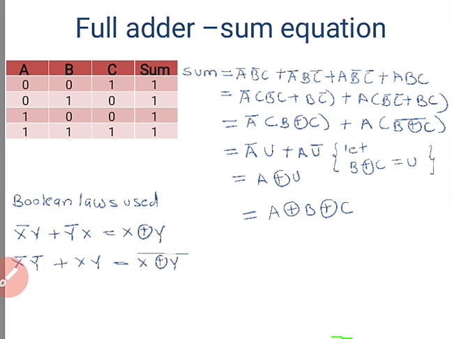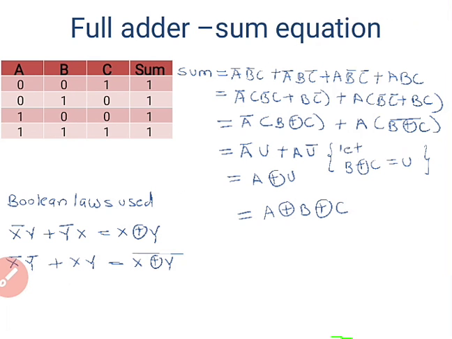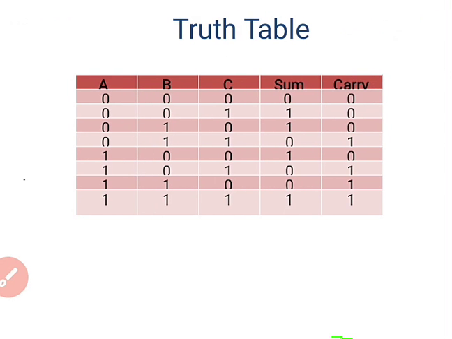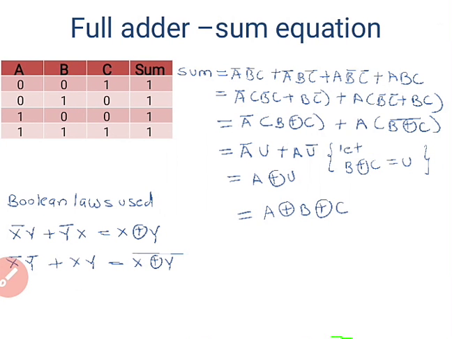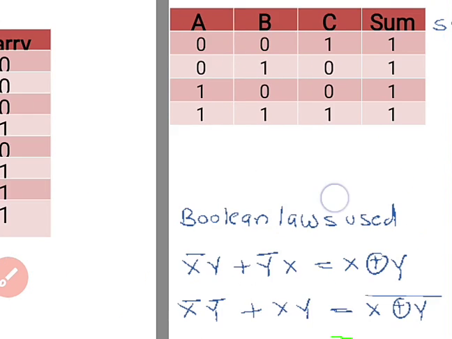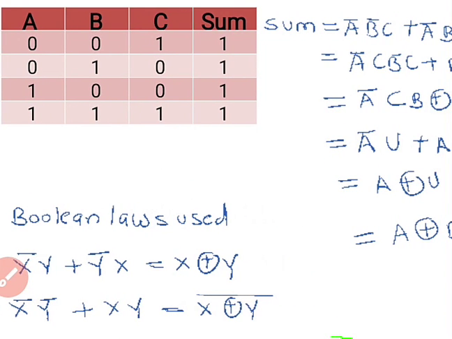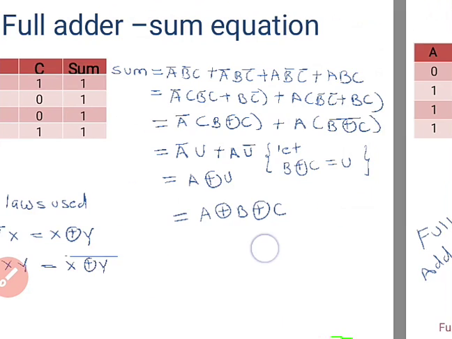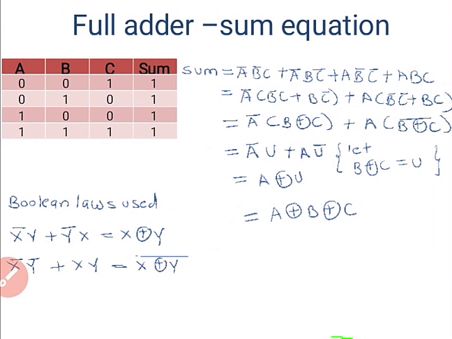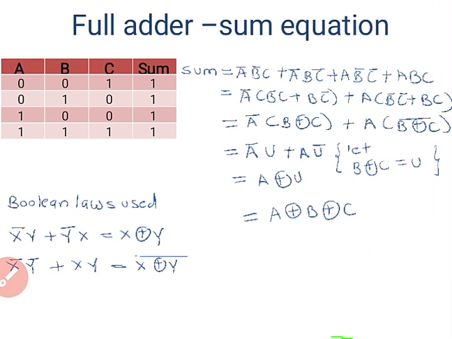Now let us see how to obtain the equation for the sum. For obtaining the equation for the sum, I have copied the rows where the sum is equal to 1. So these are the rows where the sum is equal to 1. Now I will express this sum in the form of a sum of products expression, or SOP expression. You can write this first row, A is 0, B is 0 and C is 1, as A bar, B bar, C.